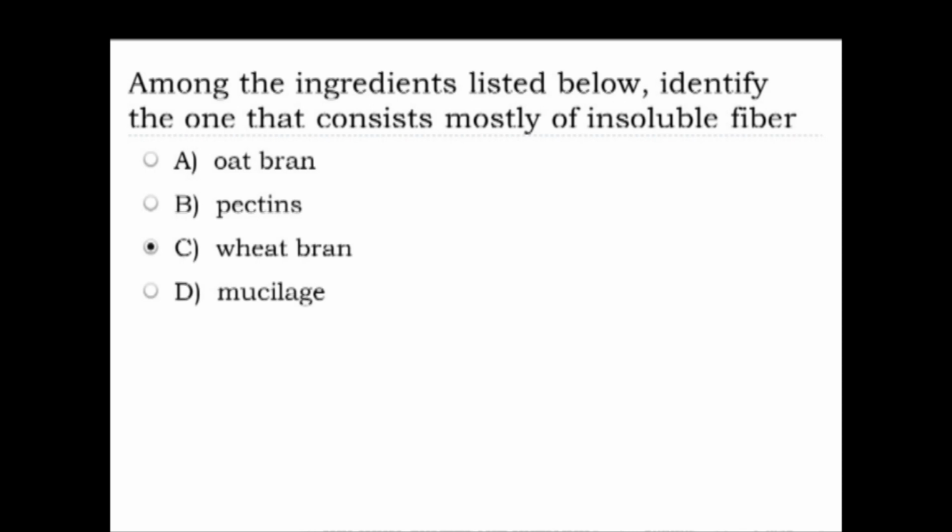So the one that is the most insoluble is the wheat bran. The oat bran, the pectins, and the mucilage are all considered hydrocolloids, or soluble fibers that form a sort of fermentation in the gastrointestinal gut. So in that sense, soluble fibers are fermentable, but insoluble fibers are not fermentable.